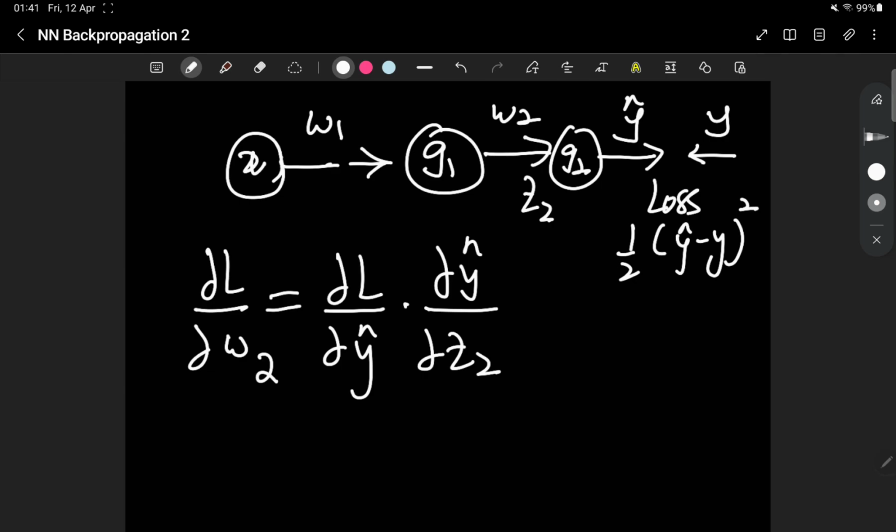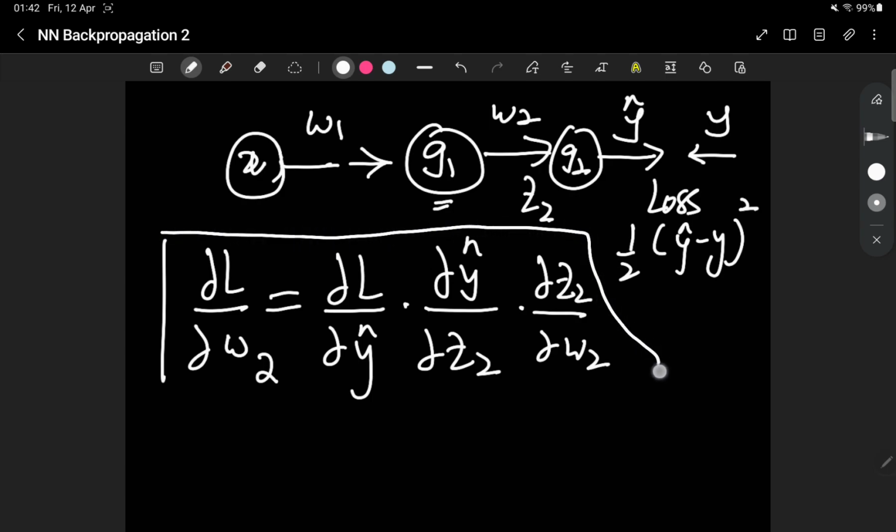Let's call this Z2. Z2 is primarily the aggregation of all the inputs. Here, because one input is coming in, which is represented by this arrow, Z2 would primarily be the output of the neuron G1 times W2. So this is the value of Z2, and that then multiplies with the partial derivative of Z2 with respect to the weight W2. So this is the equation that we get.